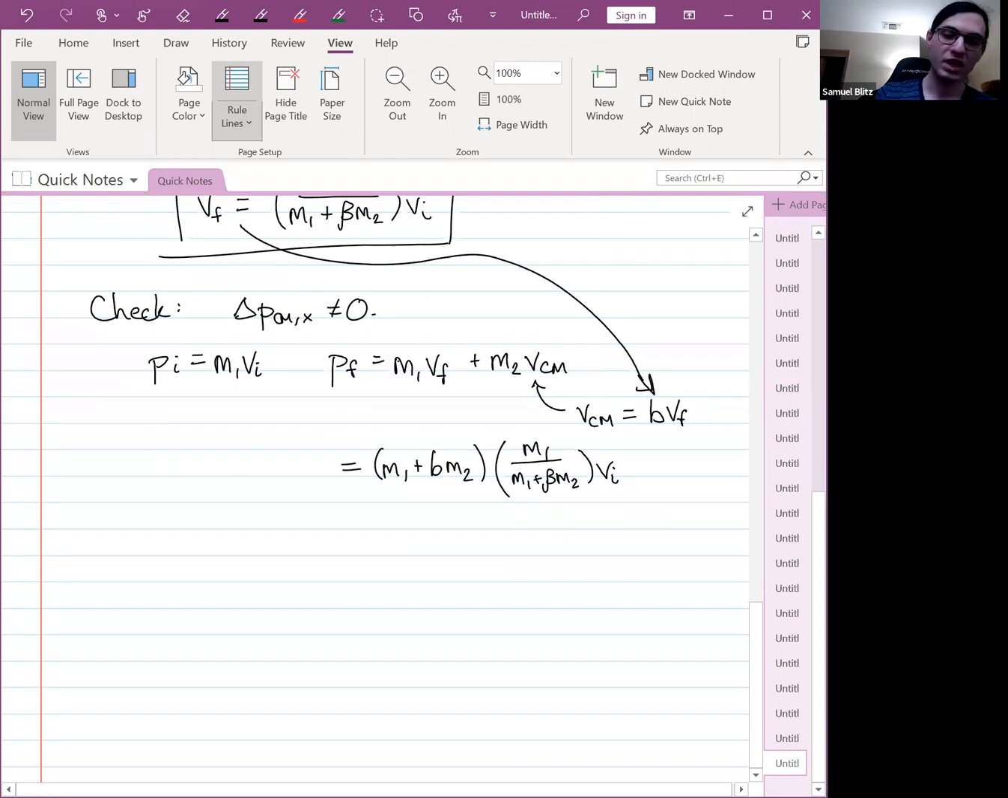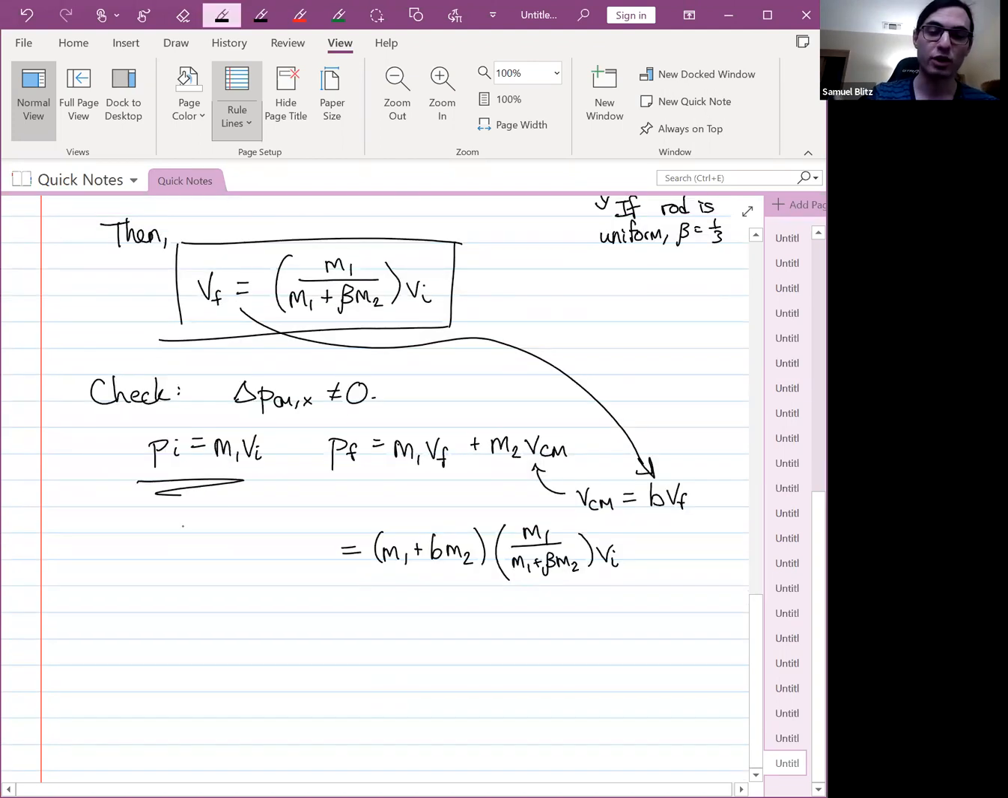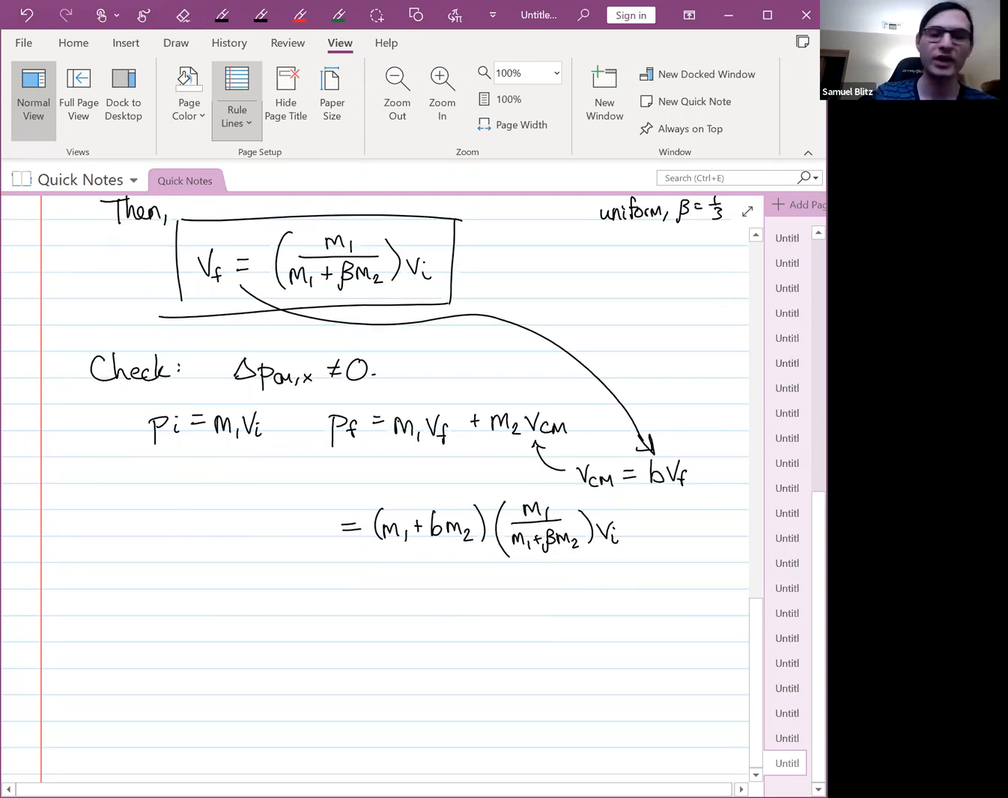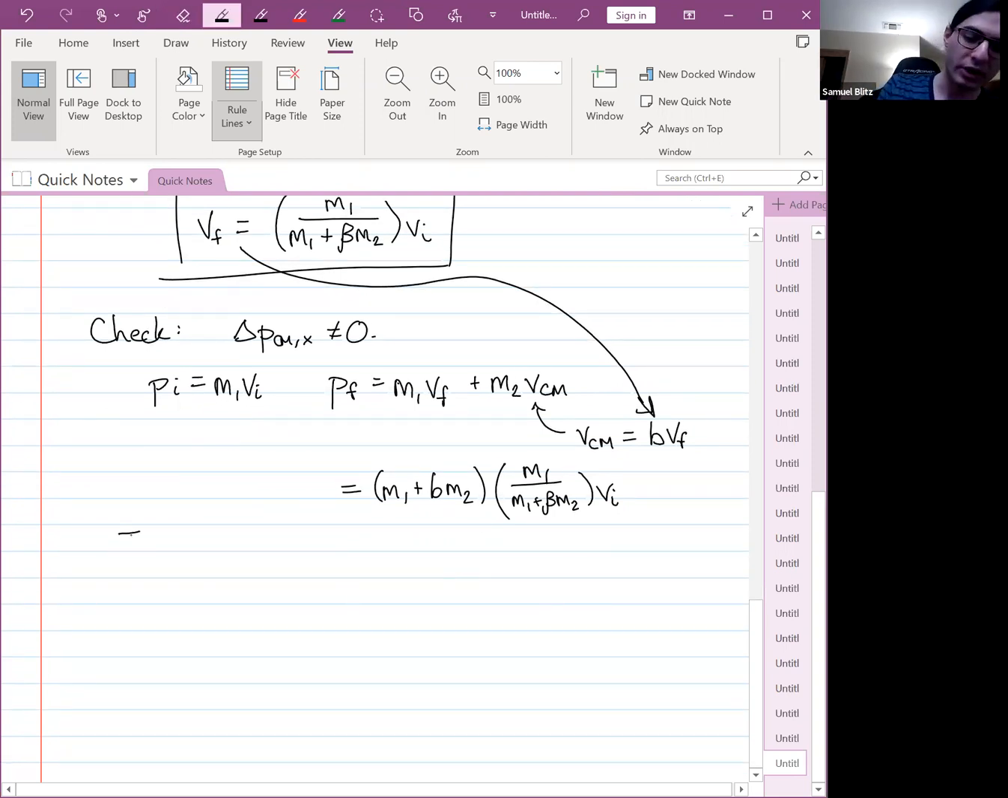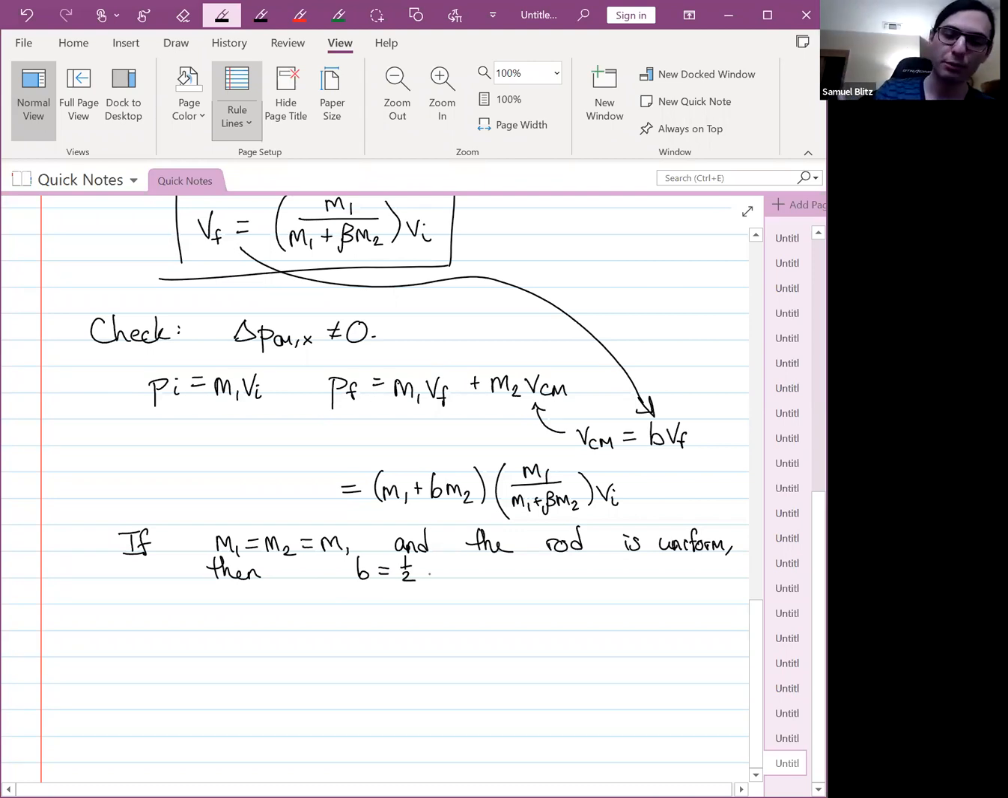So now let's just check. We know what the initial translational momentum is. We know what the final translational momentum is. So let's just check if they're equal. And we can do that by checking an example. So we're going to do the simplest example where M1 and M2 are the same. They're both M. And the rod is uniform. If the rod is uniform, then that means that B is equal to a half. The center of mass is halfway down the rod, and beta is equal to a third. That is, the moment of inertia about the hinge is 1/3 ML squared.